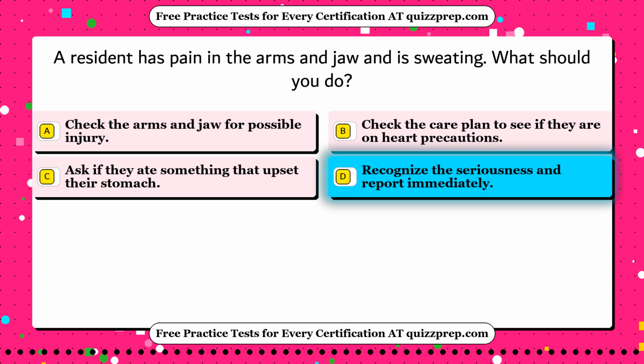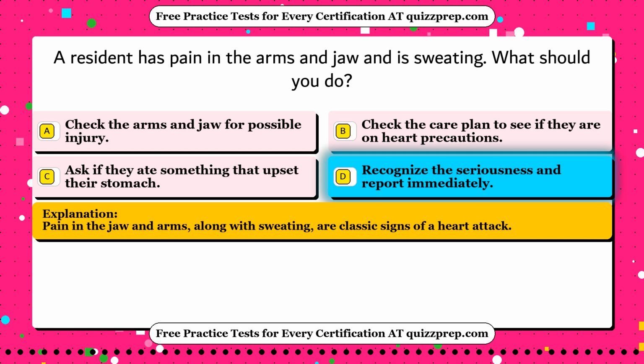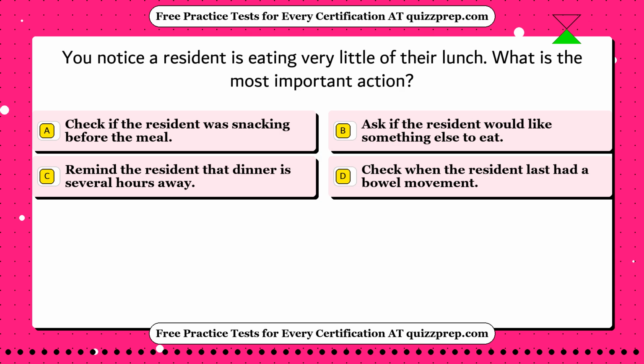The correct answer is option D. Recognize the seriousness and report immediately. Pain in the jaw and arms, along with sweating, are classic signs of a heart attack. Question 42. You notice a resident is eating very little of their lunch. What is the most important action?